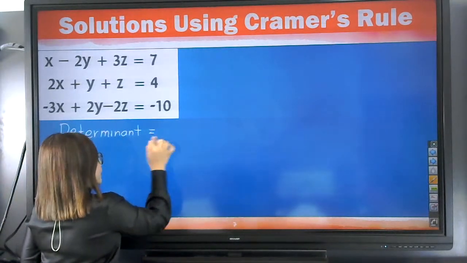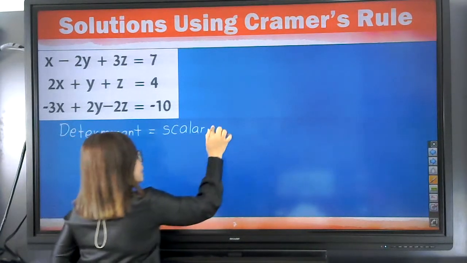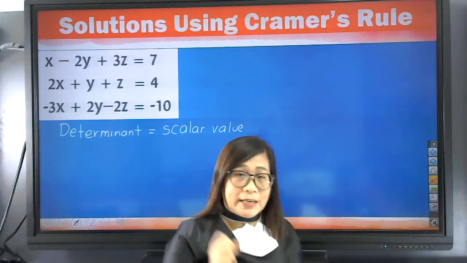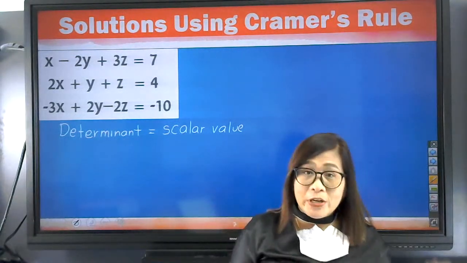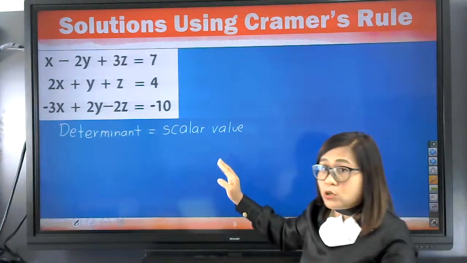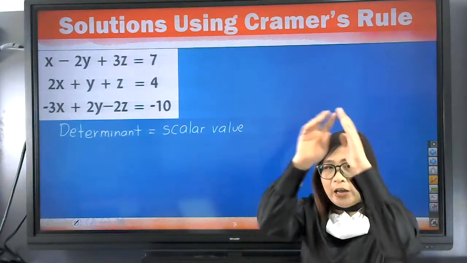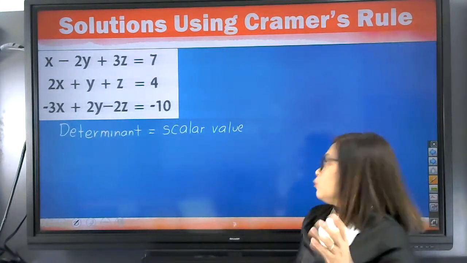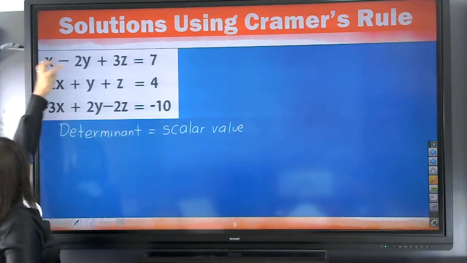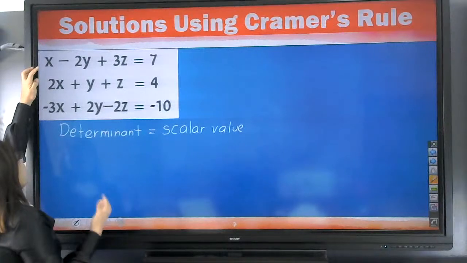What is a determinant? A determinant is just a value, a scalar value, meaning it is a number. Usually, it is an integer. What is an integer? Example, 1, 2, 3, or -1, -5, -7. No fraction. So it's just a scalar value that can be found from a matrix, or a 3 by 3 matrix. Okay, where will we get the matrix? From the numerical coefficients of x, y, and z. Where will we get the elements of the matrix?